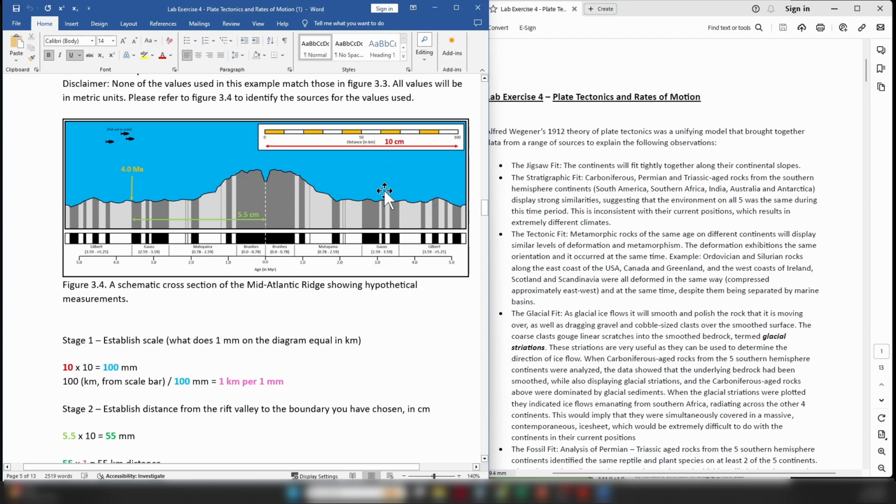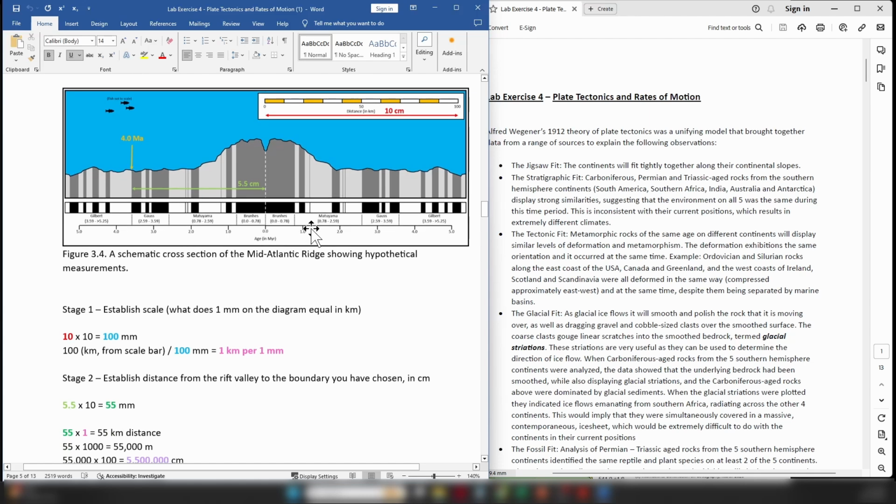So what I need to do is take all this information and use it to calculate a rate of spreading. How fast is the divergence taking place? So the first thing I'm going to have to do is convert this scale bar into a measurement that I can use on my diagram. To make things simple, I'm going to say, how much does 1 millimeter on this diagram represent in kilometers?